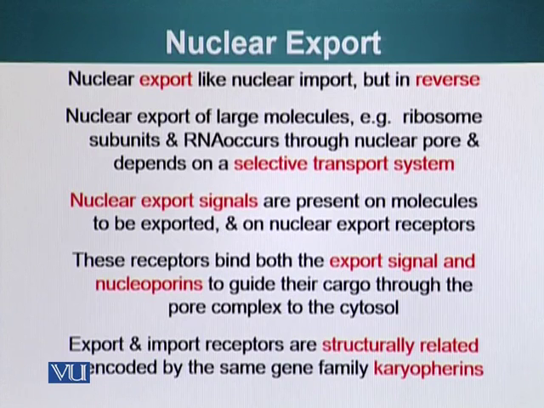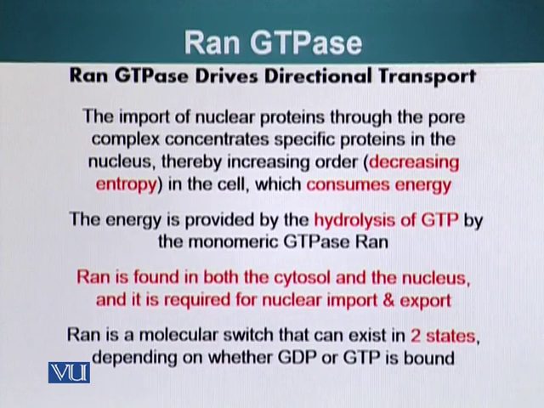We saw that our import receptors also bound the cargo and the nucleoporins, and specifically the FG repeats on the nucleoporins. And they guide their cargo through the pore complex, ultimately taking it to the cytosol, where the cargo is released. So export receptors and import receptors are structurally related and encoded by the same family of genes, which are also called karyopherins. So there's no free lunch, as we know. So we have to spend energy if we are moving molecules against their gradient.